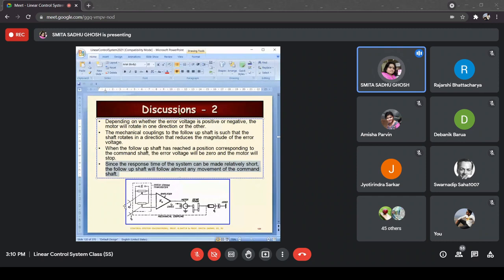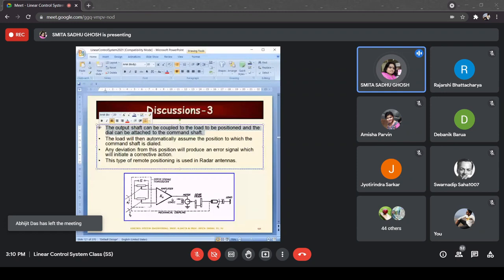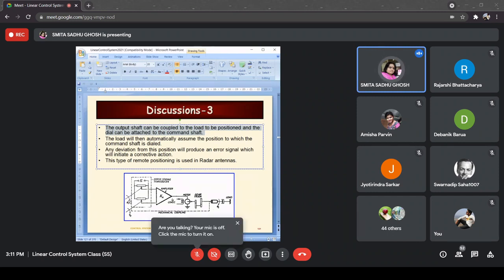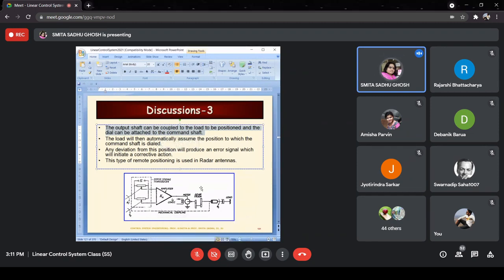Because most of this will be a repetition of what we have already verbally stated, but I'll read through this anyway. The output shaft can be coupled to the load to be positioned, and the dial can be attached to the command shaft. Dial being attached to the command shaft means you can have a circular disc which has markings, a dial as we call it, so that you can say, okay, I put 10 degrees over here, so I rotate it to 10 degrees and stop it there and see whether the shaft is following that.